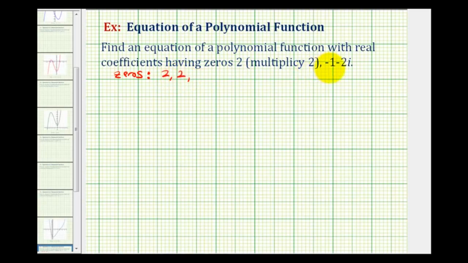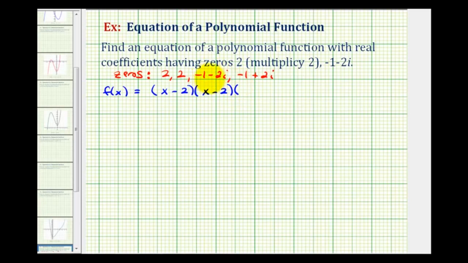Next, we have the complex zero of -1 minus 2i, but complex zeros come in conjugate pairs, so if -1 minus 2i is a zero, then so is -1 plus 2i. So we actually have 4 zeros, and knowing the zeros of a polynomial function gives us information about the factors of the polynomial. The polynomial function must contain factors in the form of x minus the given zeros. So if 2 is a double zero, we must have 2 factors of x minus positive 2.